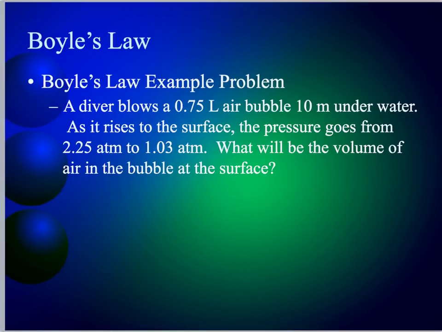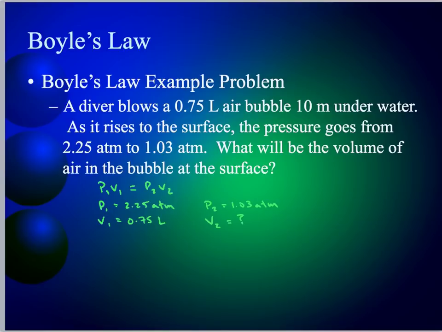So let's try a problem for this. We know it's a Boyle's Law problem, so let's just go ahead and write our equation. P1V1 equals P2V2. It says a diver blows a 0.75 liter air bubble 10 meters underwater. As it rises to the surface, the pressure goes from 2.25 atmospheres to 1.03 atmospheres. What will be the volume of the air bubble at the surface? Okay, so my initial pressure, my P1 here, is 2.25 atmospheres. And it looks like my initial volume was 0.75 liters. My final pressure is 1.03 atmospheres, so we're saying that's what's at the surface of the water. And what I want to know is how big is that bubble?